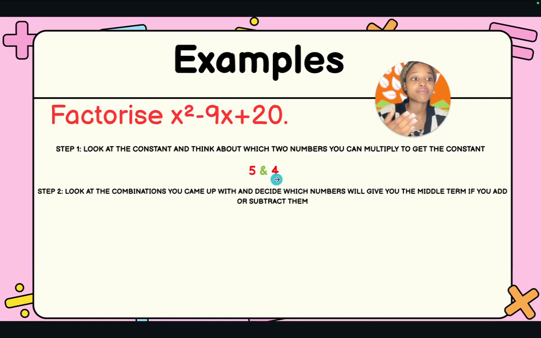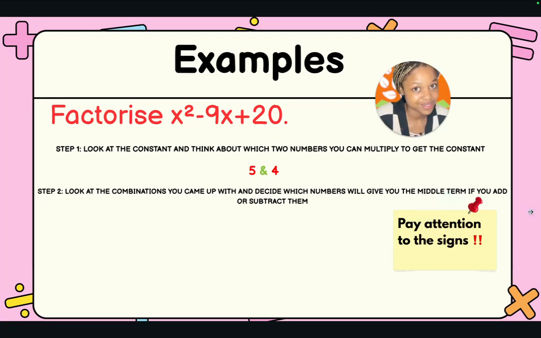If we add 5 and 4, we get 9. However, we need to pay attention to the signs, all right? Can you see that this is actually minus 9? So it's not just the 9 on its own, it's minus 9. And this 20 is positive, all right? So what I'm trying to say here is the two numbers need to give us exactly minus 9 and give us exactly plus 20.